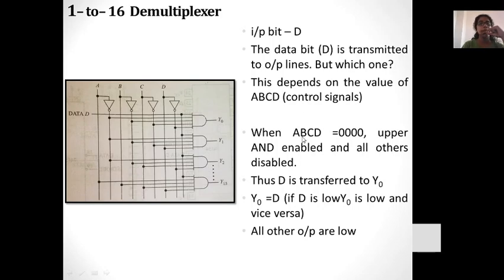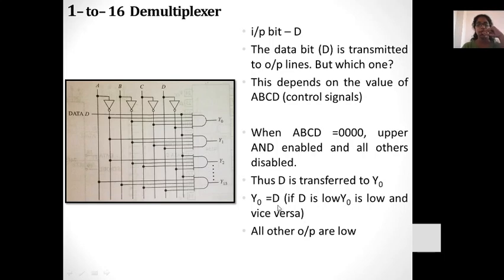Let's see. When ABCD is 0, 0, 0, 0, what happens? The upper AND gate is enabled and all the others will be disabled. AND gate enabling means the inputs are leading to the output. Got the point? So when ABCD is 0, 0, 0, 0, the upper AND gate is enabled and all the other gates are disabled. At that time what is happening? The data D is transferred to Y0. Now Y0 is equal to D.